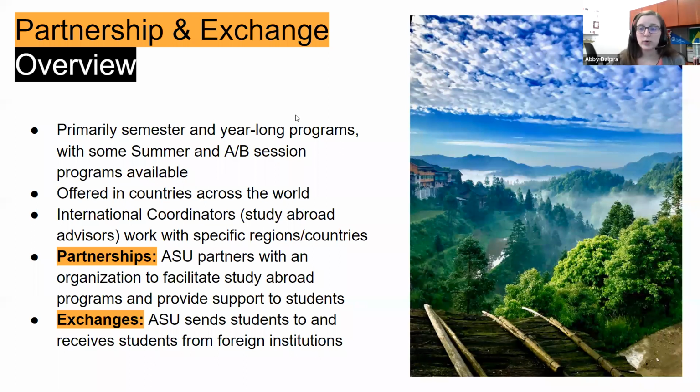So partnership and exchange programs are primarily semester and year-long programs, although we do have some summer session programs. They're offered in multiple countries around the world. As we talked about, we have multiple international coordinators in our office, and we are divided by region. We also have faculty-directed programs in our office, and those are run by another unit. We aren't going to be focusing on those programs today, but you are welcome to look into them as well. I do want to mention that we have two international coordinators who are not here presenting with us today, and that would be Barbara Young and Maggie Flynn.